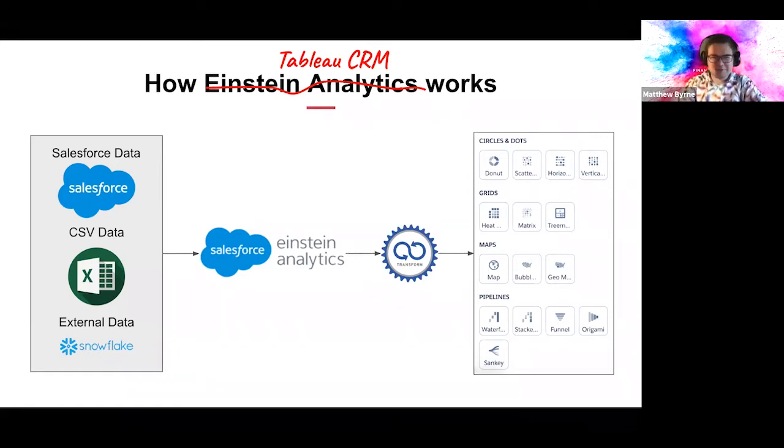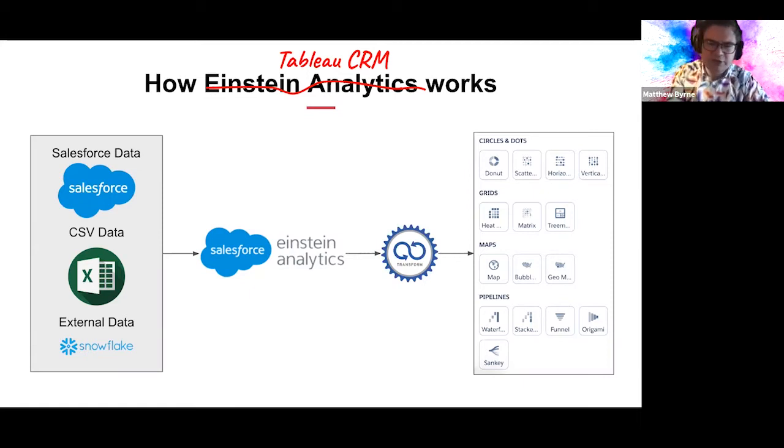And I can transform the information. So I can combine different data sources. I can take the external and the Salesforce data, combine them together, transform them, change the way that they appear, and create charts and tables with that information.